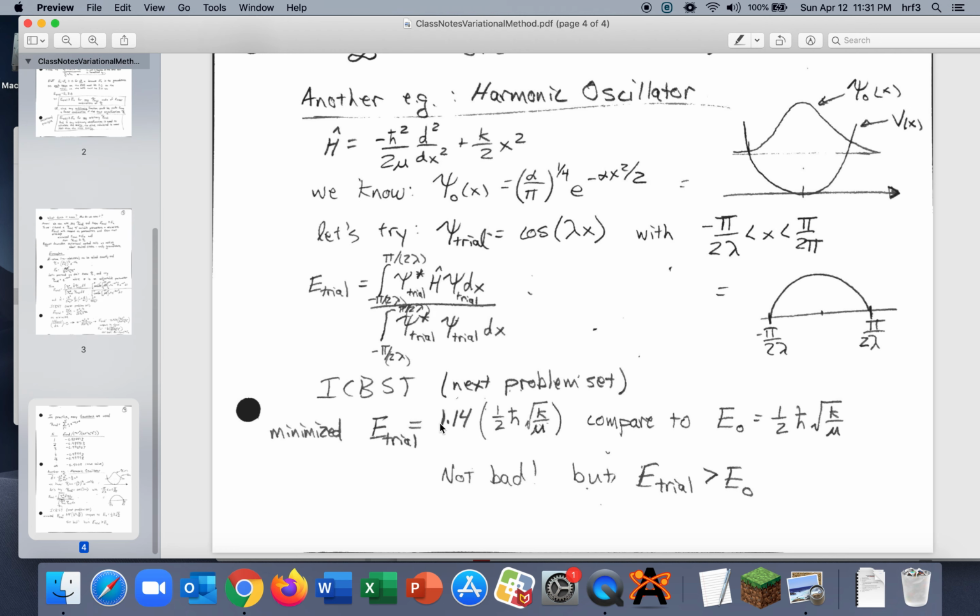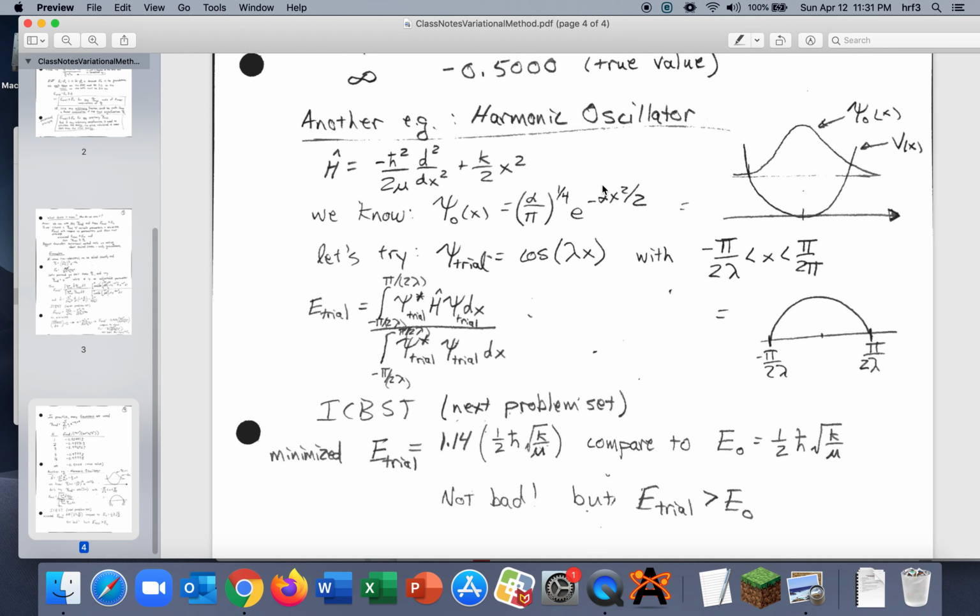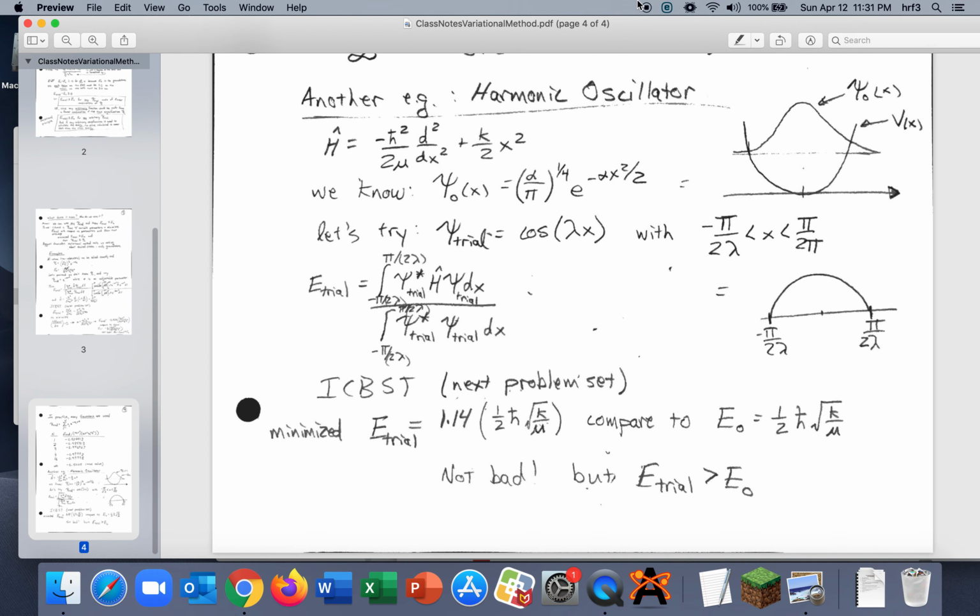The minimized E trial is 1.14 times 1/2 h bar square root k over mu, compared to the true ground state, which is 1 times 1/2 h bar square root k over mu. Not bad. And again, the E trial is greater than the E0. All right, that's the basics of the variational method with a couple of examples.